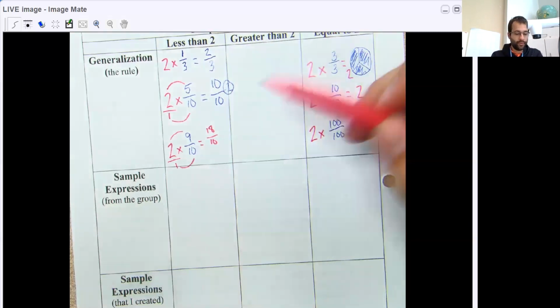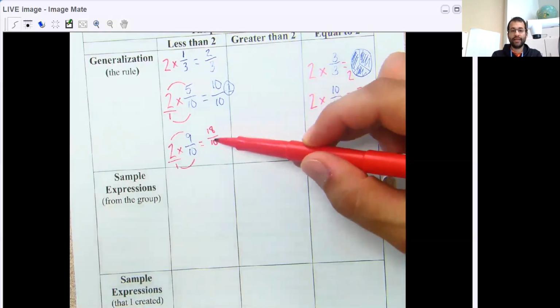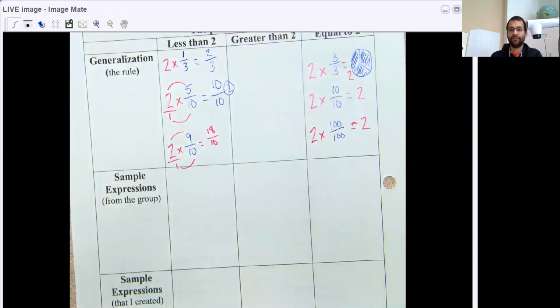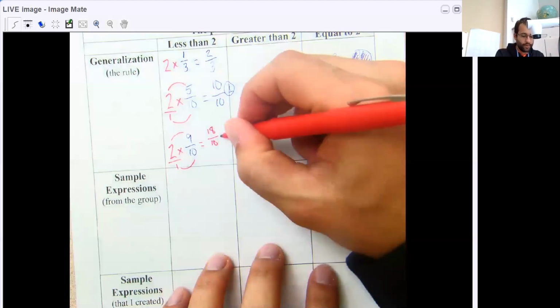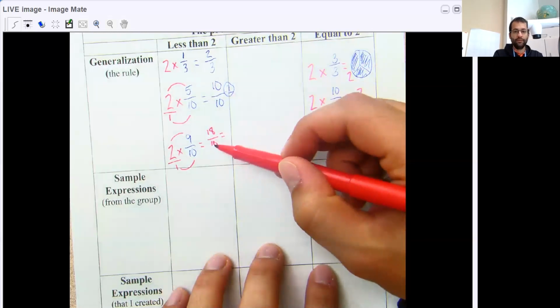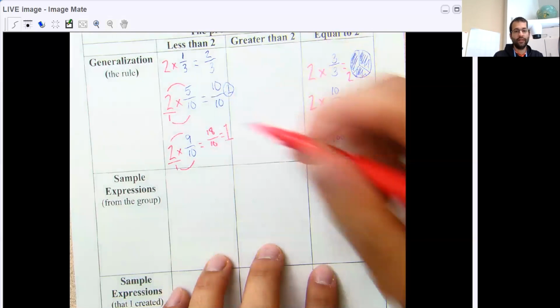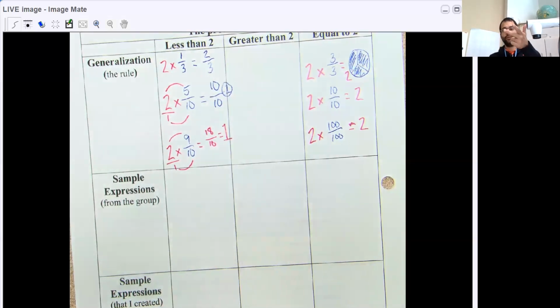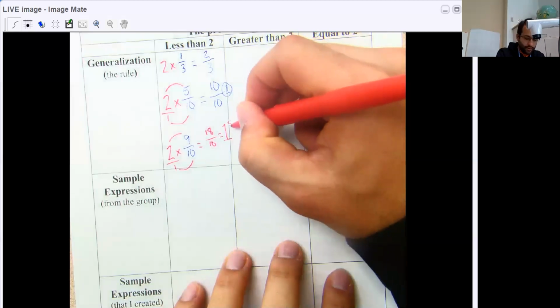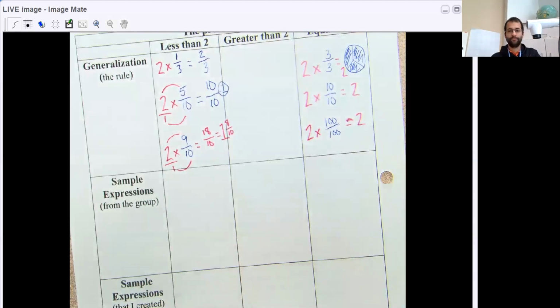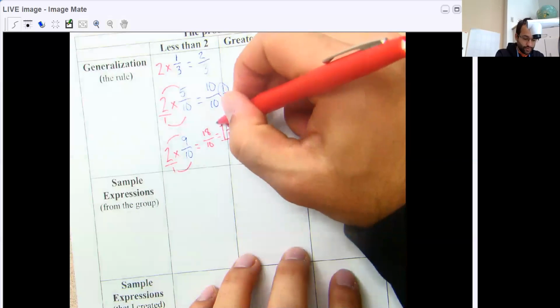Now, this is an improper fraction. So I have to ask myself, how can I make this into a proper fraction? Well, I know that 10 goes into 18 one time with 8 left over. 11, 12, 13, 14, 15, 16, 17, 18. 8 left over, 8/10. And that's also less than 2.